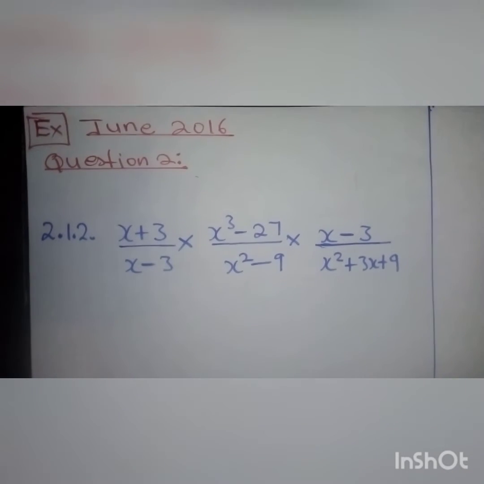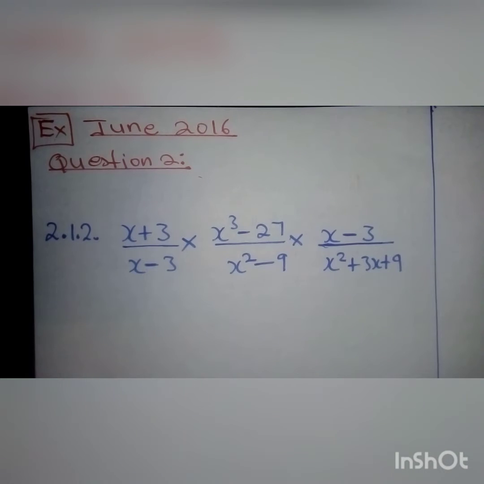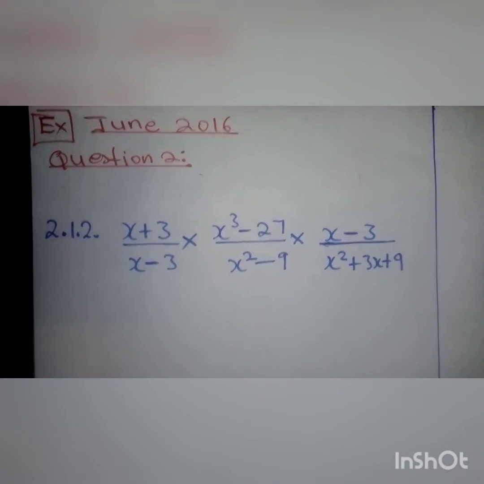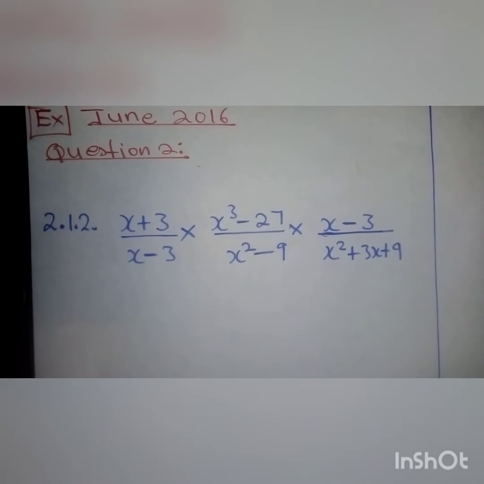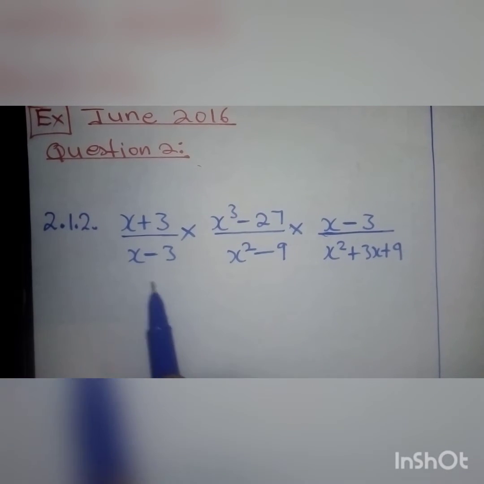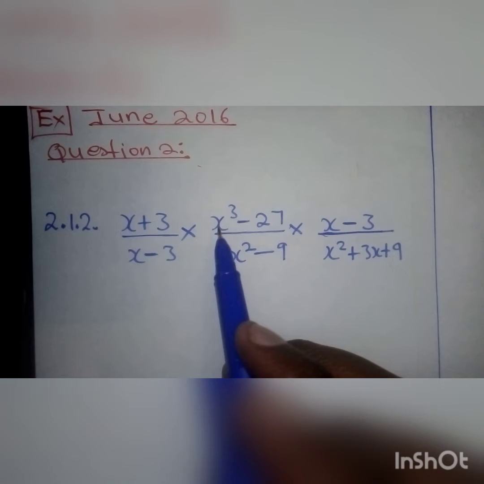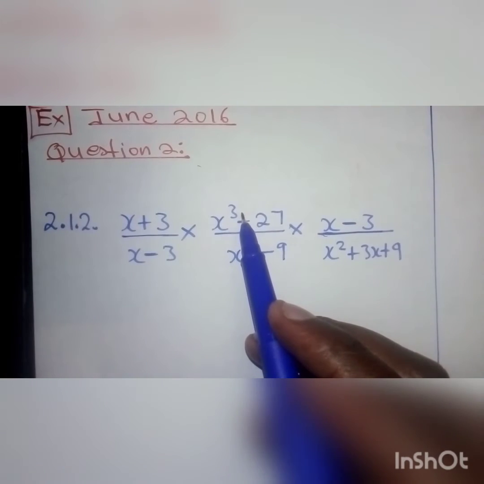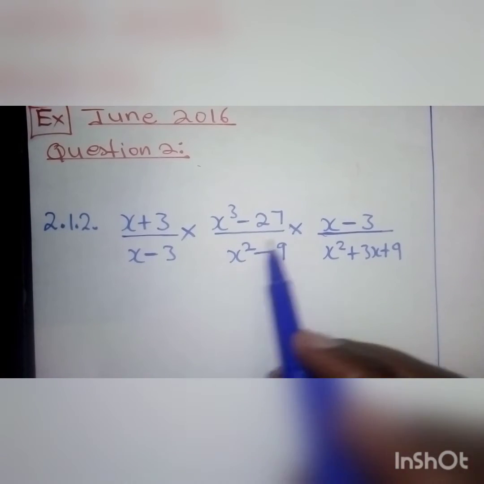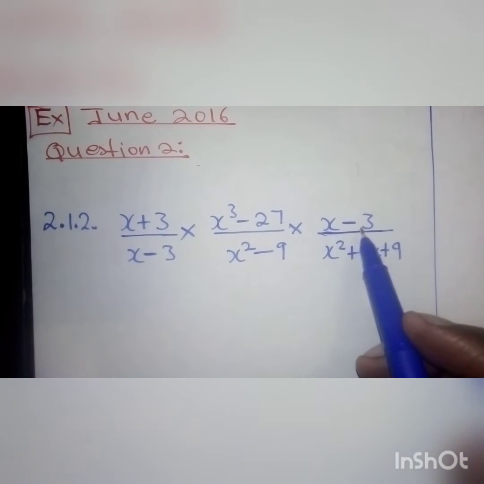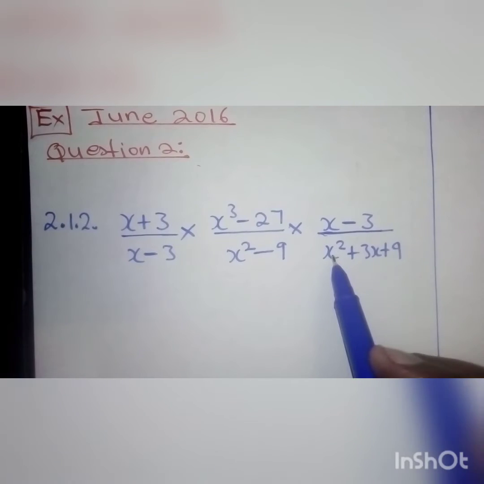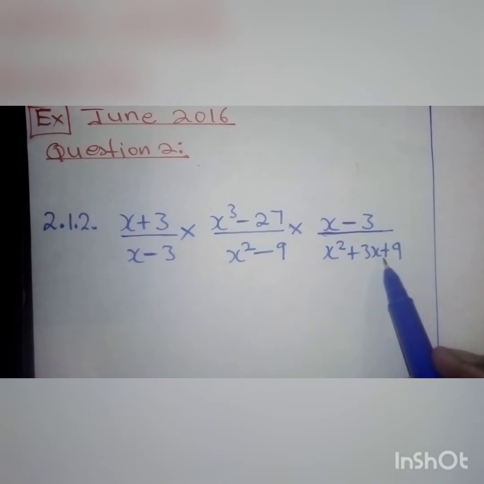So, example 3, we extracted this question from the June exam 2016. Question number 2.1.2. We have to simplify this expression: (x plus 3) over (x minus 3), multiplied by (x cube minus 27) divided by (x squared minus 9), multiplied by (x minus 3) divided by (x squared plus 3x plus 9).